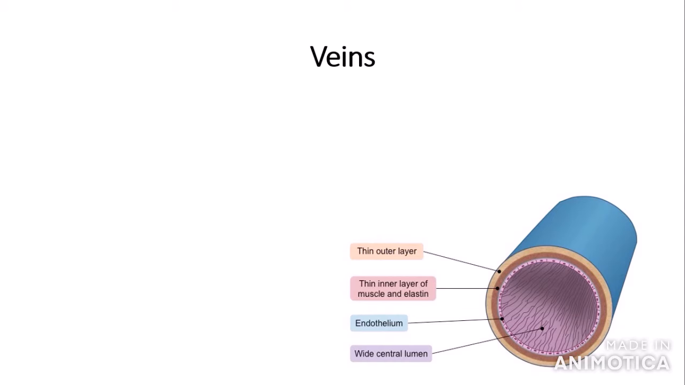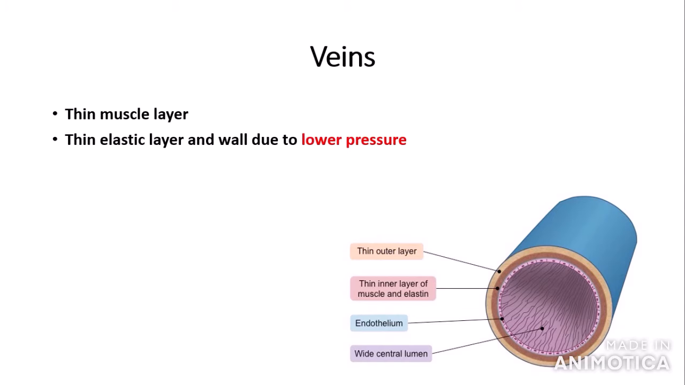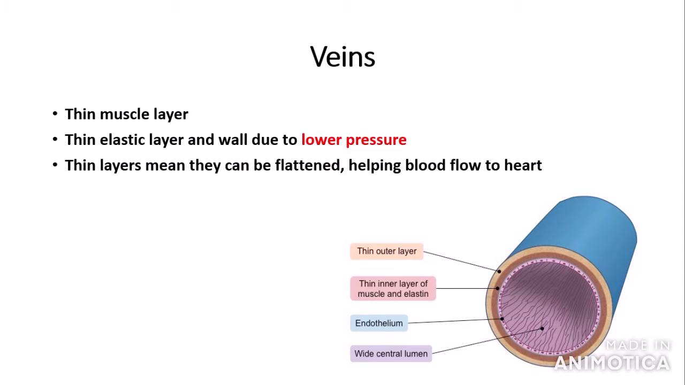So now we're going to talk about veins. Veins have a thin muscle layer and a thin elastic layer and wall due to the lower pressure, as they are going towards the heart and not away, so they don't need to carry blood to tissues. And also, another adaptation is that the thin layers I have mentioned mean that they can be flattened easily, helping blood flow to the heart as there is a larger surface area.